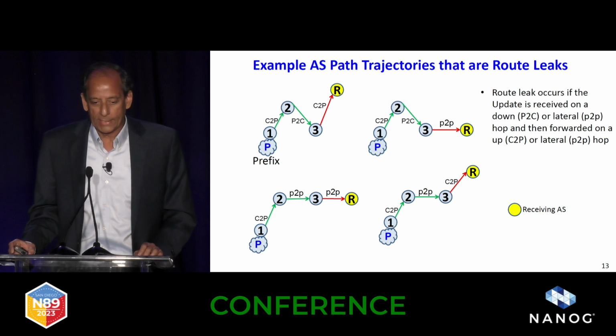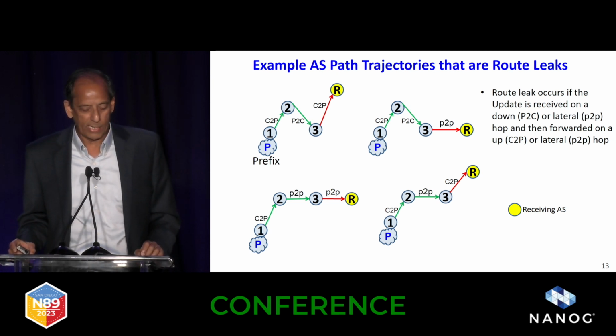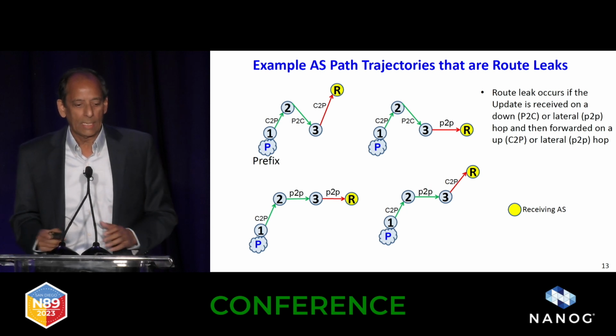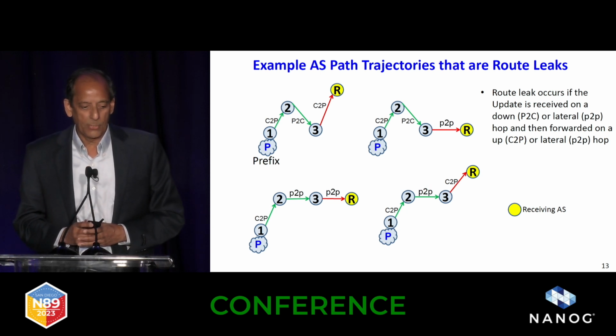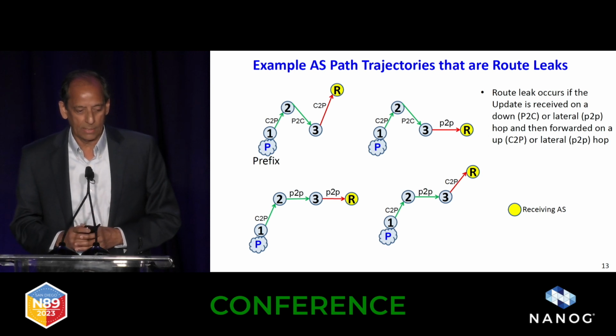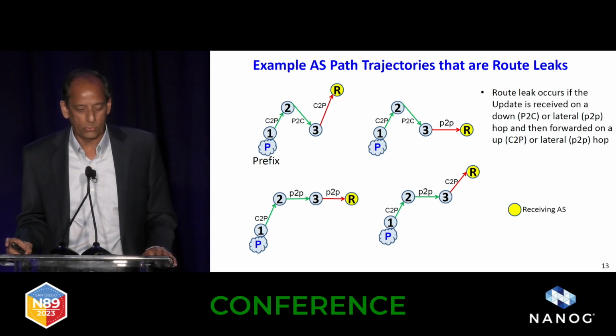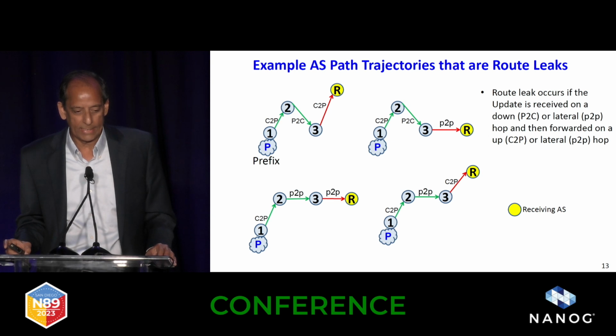So let's look at route leaks in a little bit more detail to try to understand what they are. In these 4 pictures in this slide, the route starts from AS1, which originates prefix P, and then it goes through 2 to 3 to R, R being the receiver. In the top 2 pictures, the route propagated from a provider to a customer, from 2 to 3, and then there is this route leak. 3 is leaking it and sending it to another provider or a lateral peer.